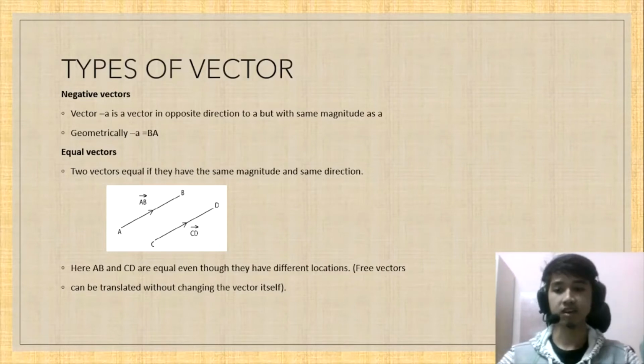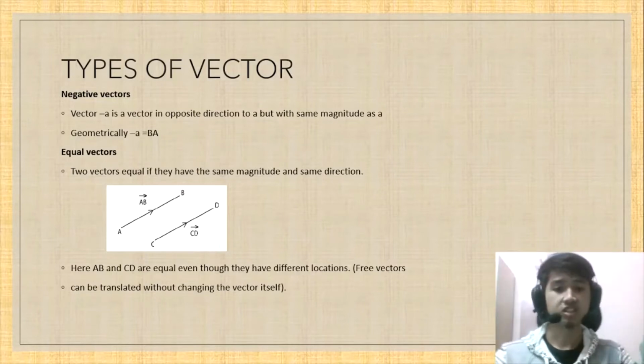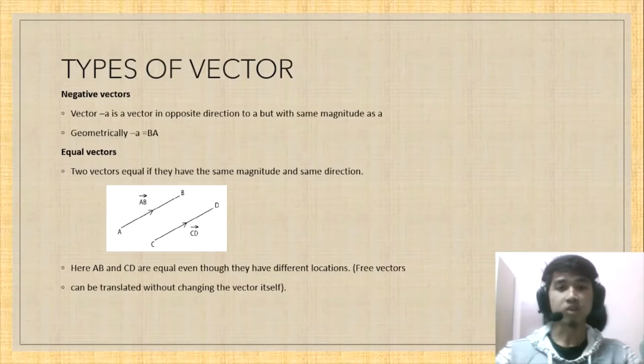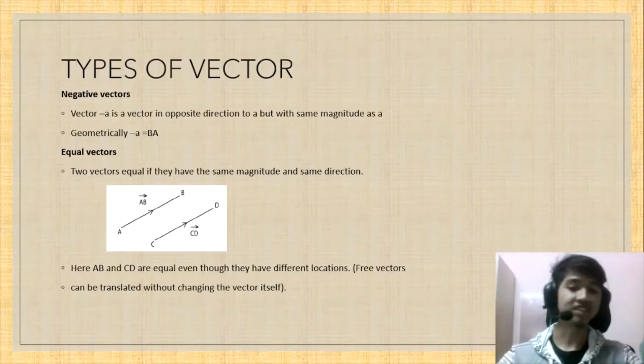Here the AB vector and CD vector are equal, although they may have different locations, which is also considered a free vector because they do not start from the same origin. And this type of vector can be translated without changing the vector itself.